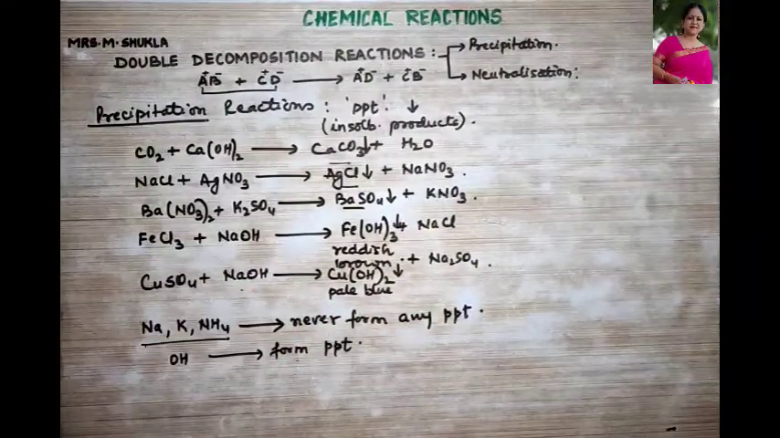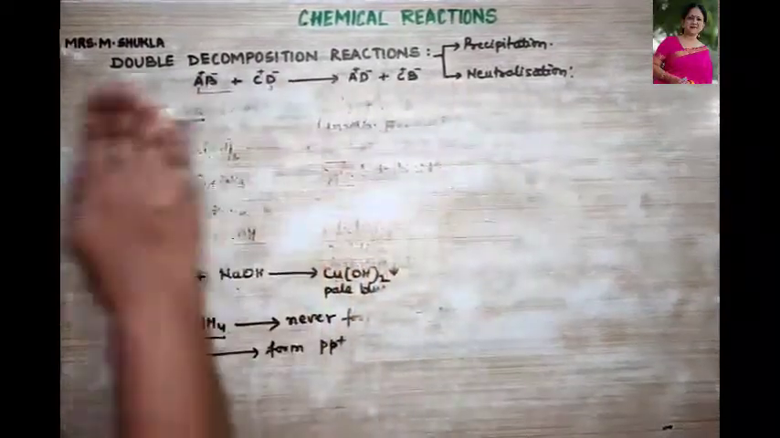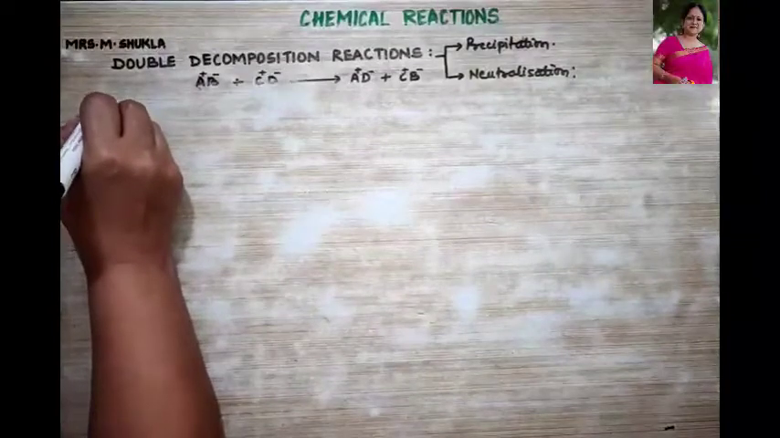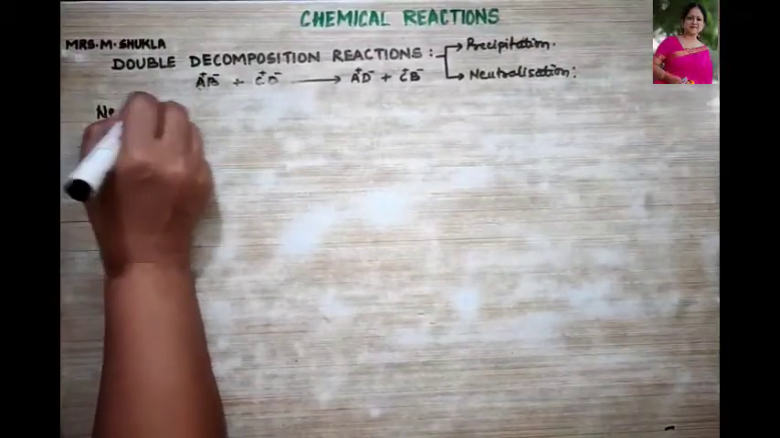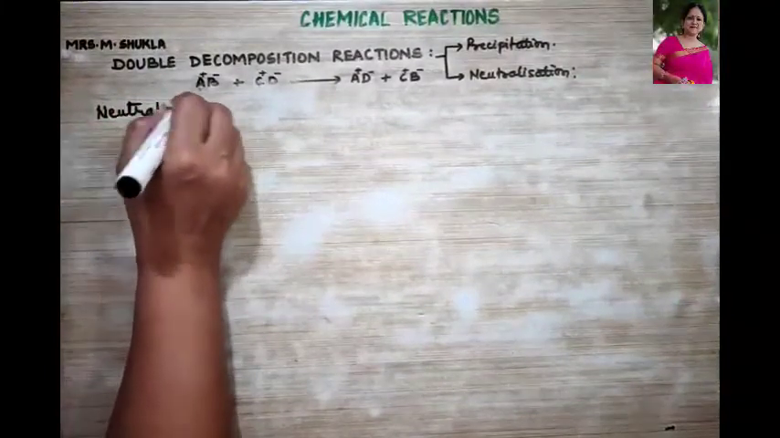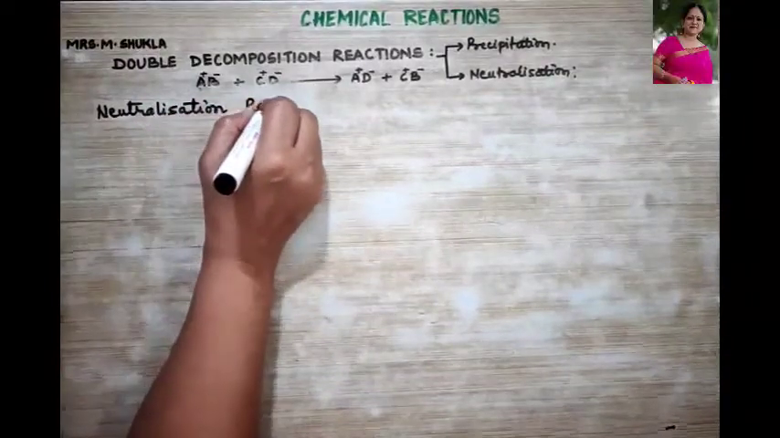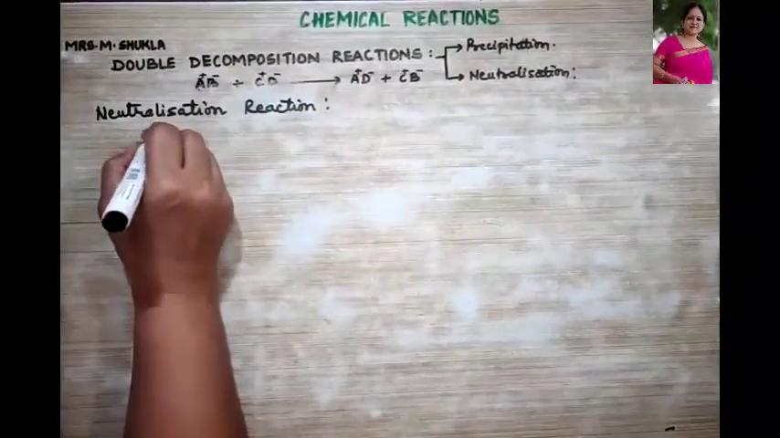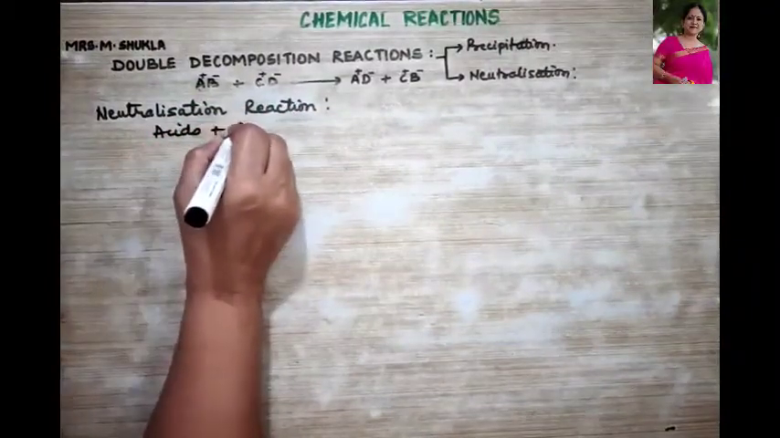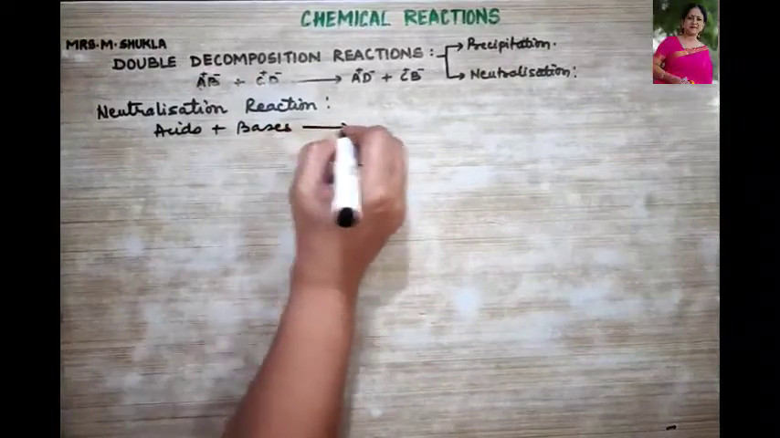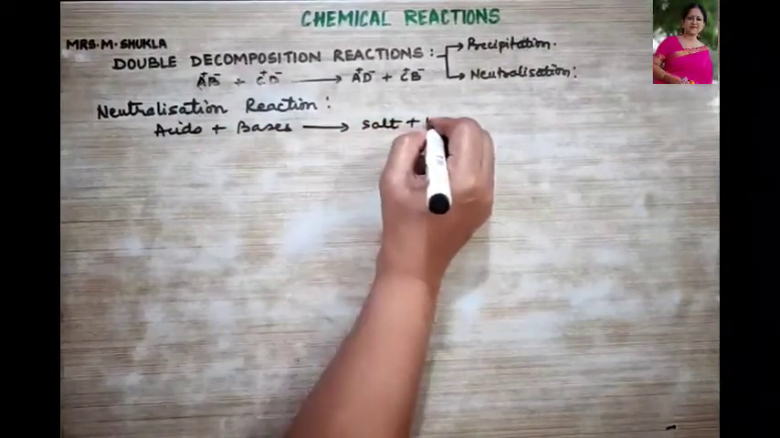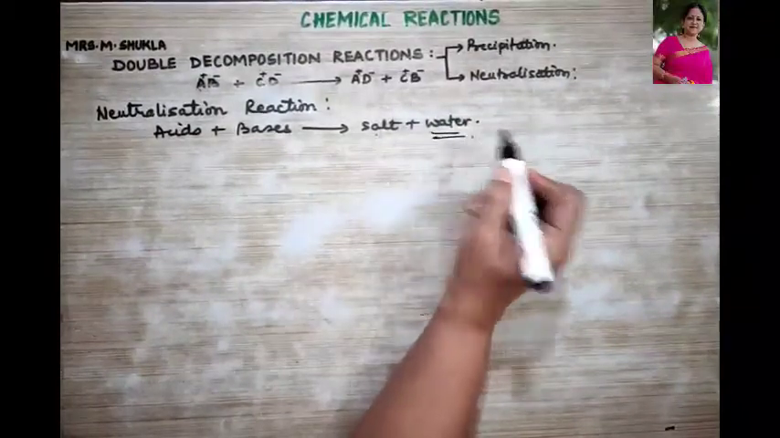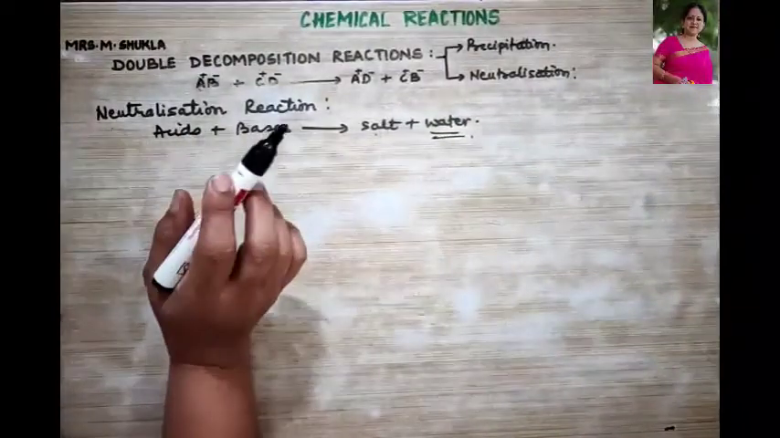Next, let us talk about neutralization reactions. As the word suggests, neutralize means to neutralize the effect. So over here, when acids combine with bases, they always form salt and water. So if salt along with water is formed, then it is a neutralization reaction.